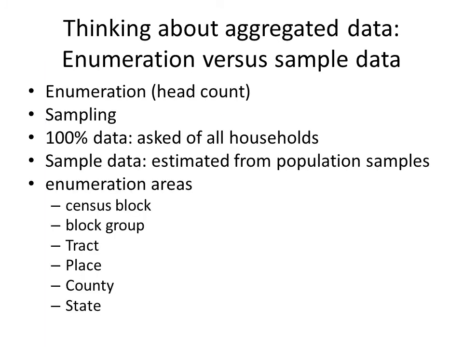It's important to be aware of the difference between enumeration and sample data. Enumeration results from a direct head count, where 100% of households are actually asked and counted. Sampling, though, is estimated from a smaller population sample. Enumeration areas include census blocks, block groups, tracts, places, counties, and states, and those are from smallest to largest in order. Census blocks fit into block groups, which fit into tracts, which fit into places, which fit into counties, and counties fit into states.